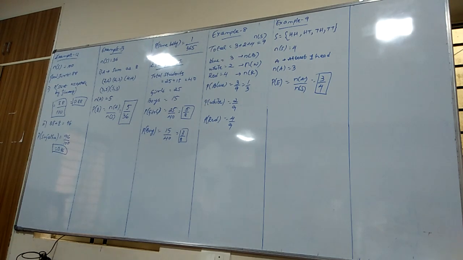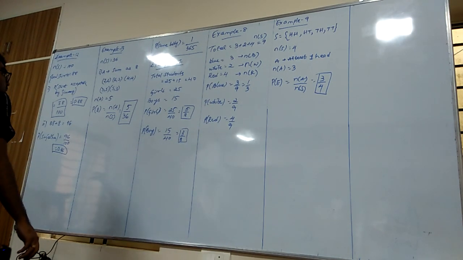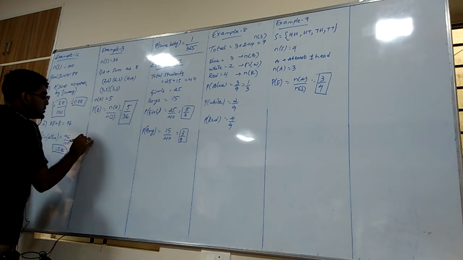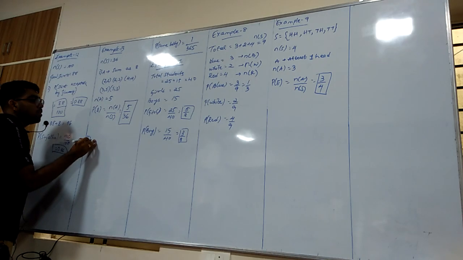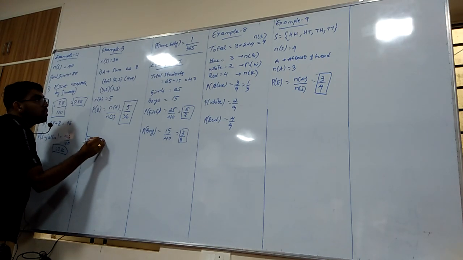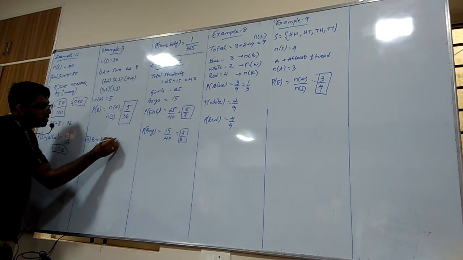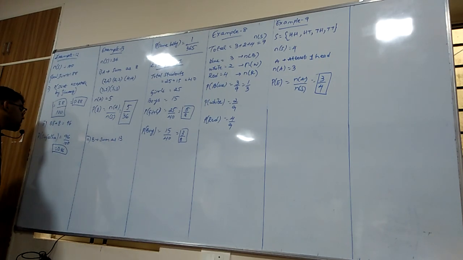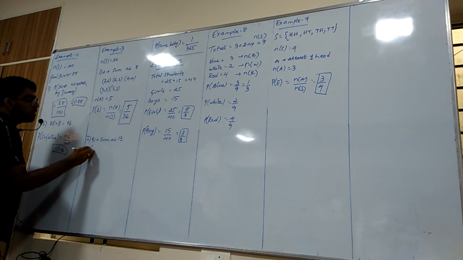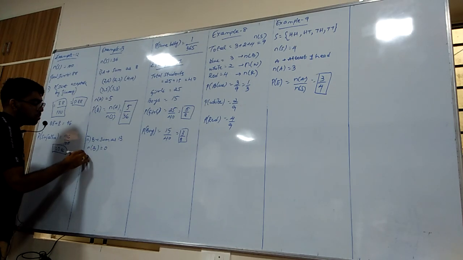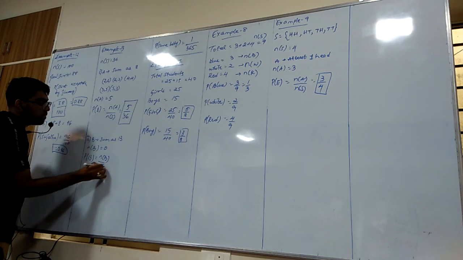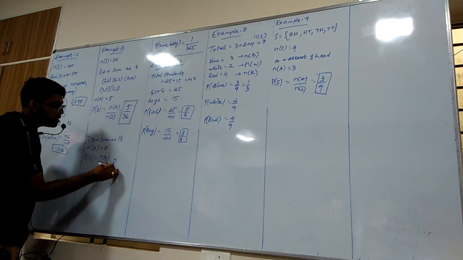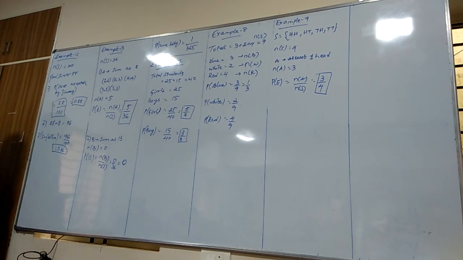Simple. Similarly, when I ask for a sum of 13, that is 0. Event B is sum as 13. Is it possible? So n of B is 0. Probability of 13 is n of B by n of S, 0 by 36, which is equal to 0. Clear?